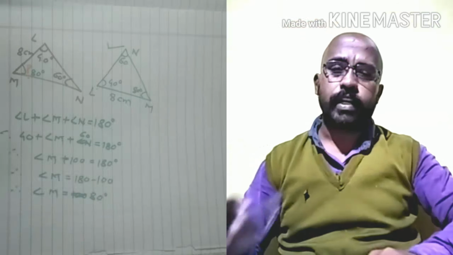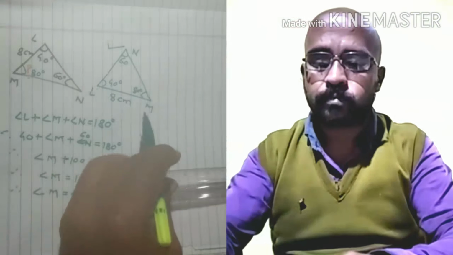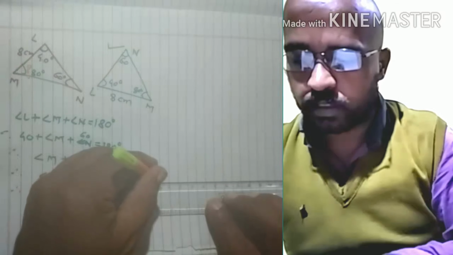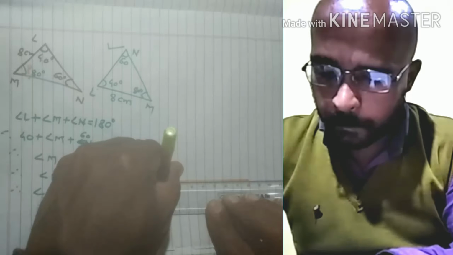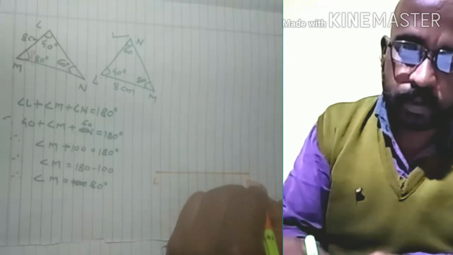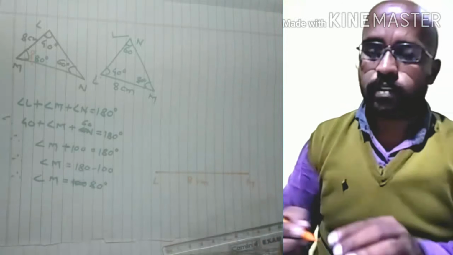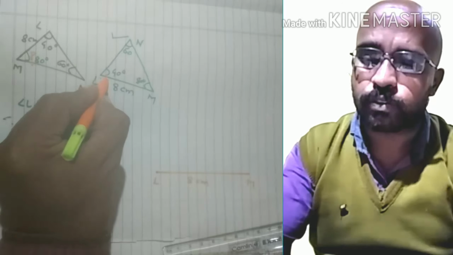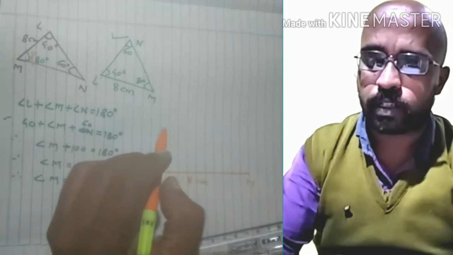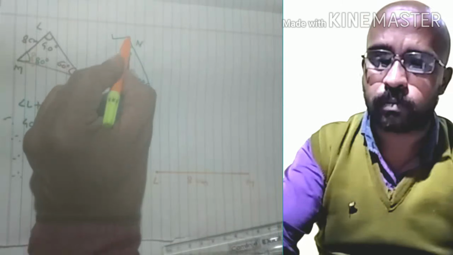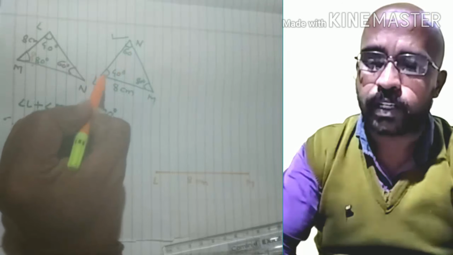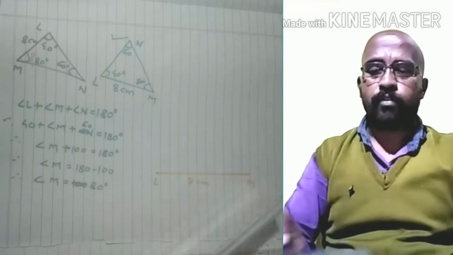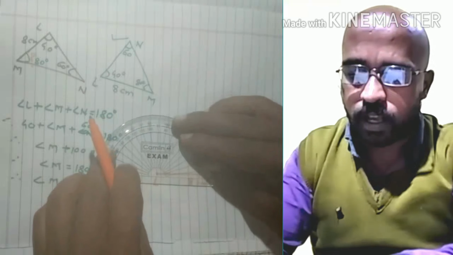So automatically it will locate two vertices of a triangle. A line segment LM of 8 centimeter is drawn. Now what is the next information available? Angle L is equal to 40 degree, means 2 points we have located. To locate the third vertex, what information about this third vertex is available? That this vertex makes an angle of 40 degree with side LM at the point L. So let's draw an angle of 40 degree at point L.